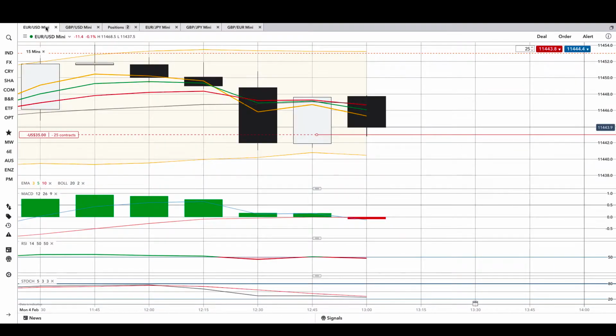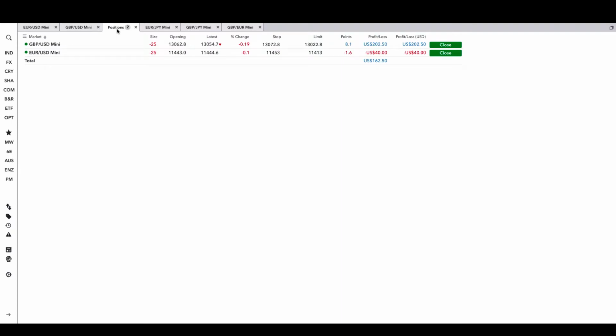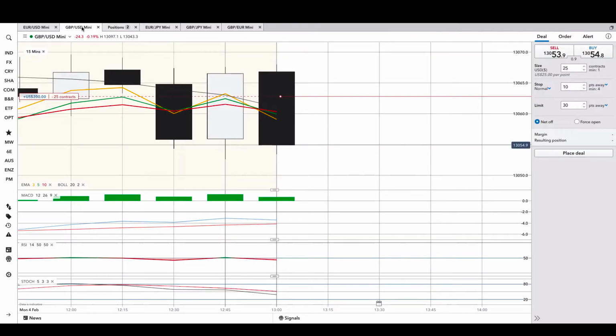So in this case, what I'm going to do here is just leave these positions open, and then we're going to take a look at it, say, in the next half hour.